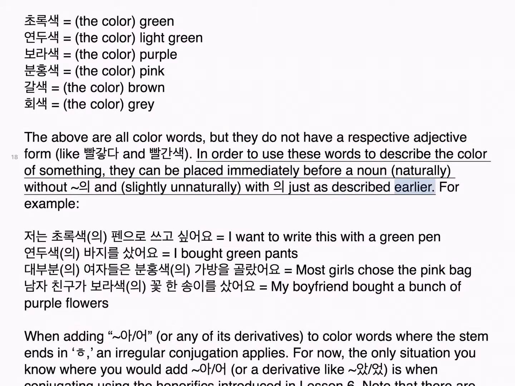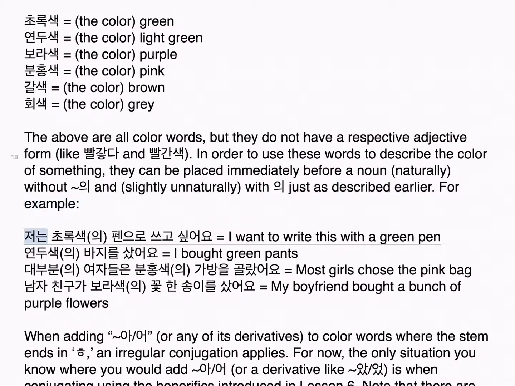just as described earlier. For example, 저는 초록색의 펜으로 쓰고 싶어요. I want to write this with a green pen. 연두색의 바지를 샀어요. I bought green pants. 대부분의 여자들은 분홍색의 가방을 골랐어요. Most girls chose the pink bag. 남자 친구가 보라색의 꽃 한 송이를 샀어요. My boyfriend bought a bunch of purple flowers.